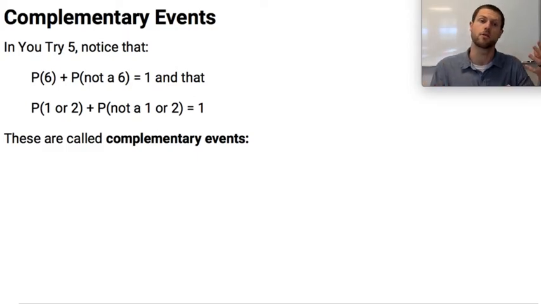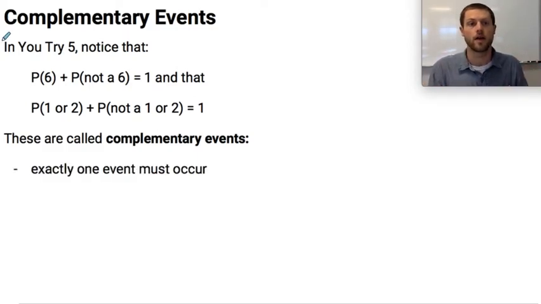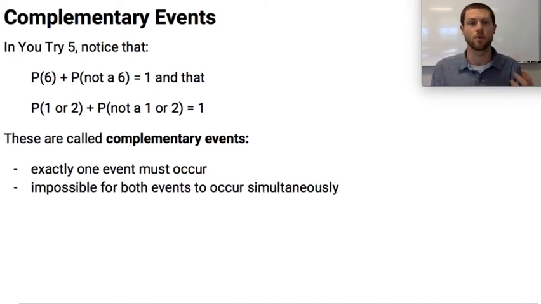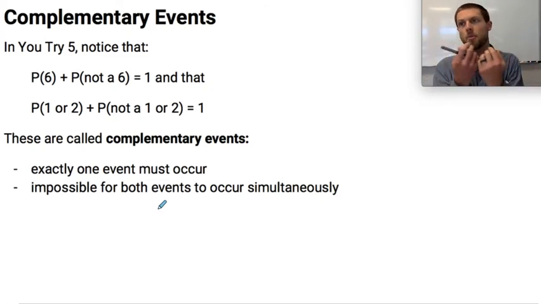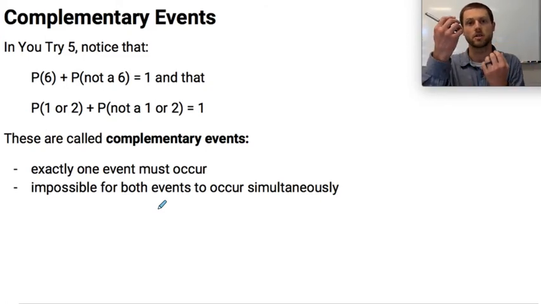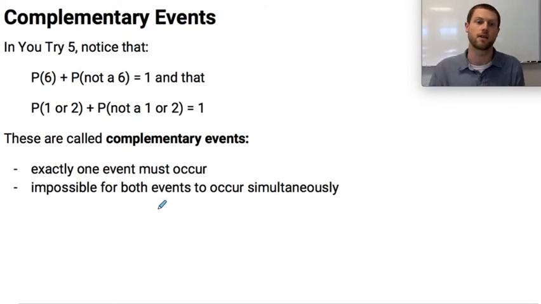They complement one another. And what that means is that only one of these events must occur, exactly one. In fact, it's impossible for both events to occur simultaneously. And think about that. I can't roll a 6 and not roll a 6 at the same time. I can't roll a 1 or a 2 and not a 1 or a 2 at the same time. So these are kind of like in contrast to each other. And so we call them complementary because it's like one must exist while the other does not.